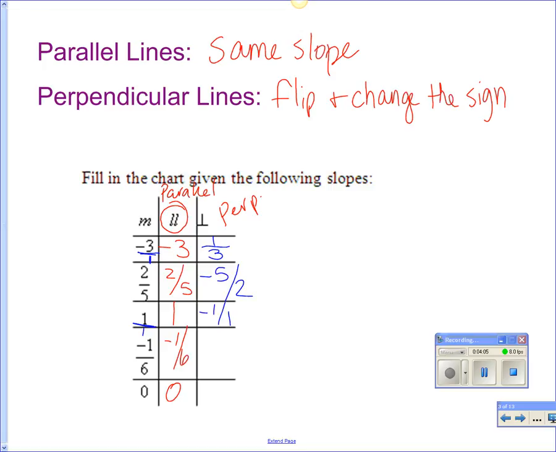Let me call on somebody for this one. Chad, help me with -1/6 when I make it perpendicular.